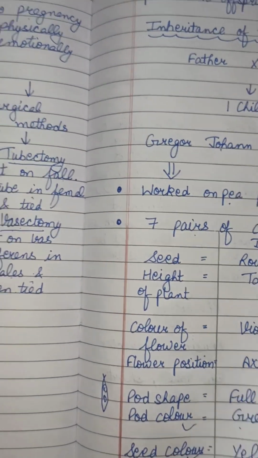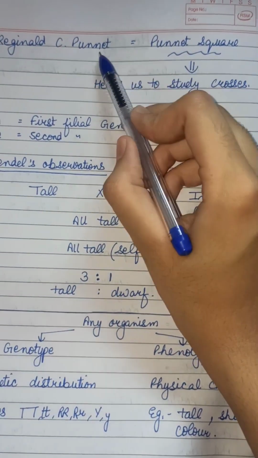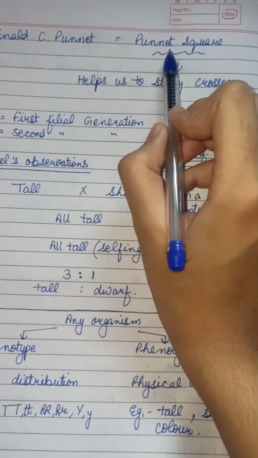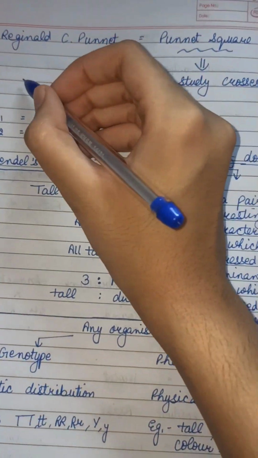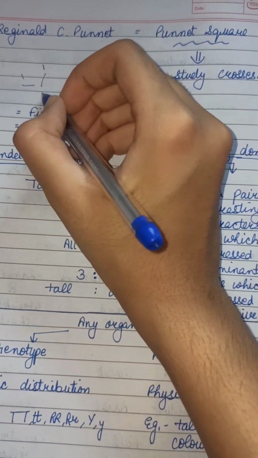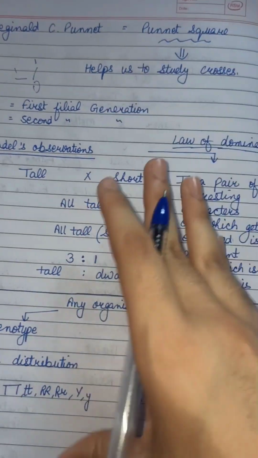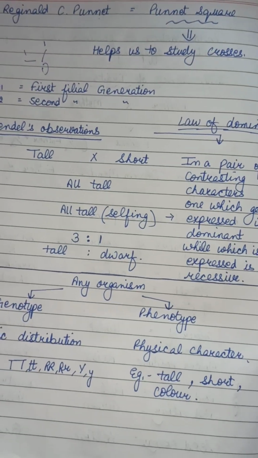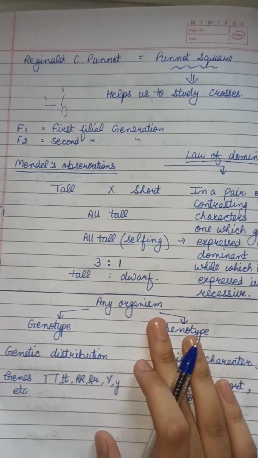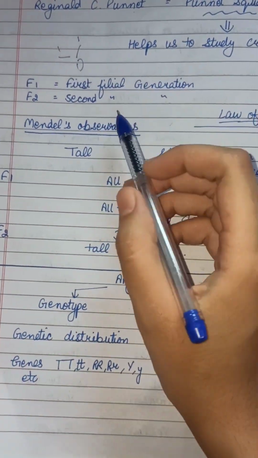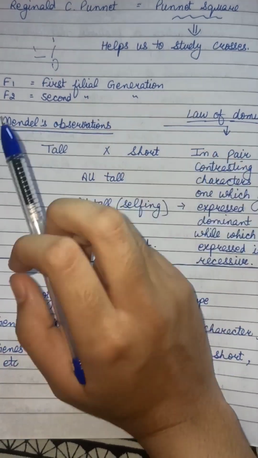So next we will be studying Reginald C. Punnett. He was also a scientist. He invented Punnett square. Now what is this Punnett square? It helps us to study crosses, that is a male and female parent, they produce a child, their progenies. So this square helps us to easily study the crosses of the generations. Now what is F1 and F2? Here are some terms which you should keep in mind so that you can understand the chapter easily. So F1 means first filial generation and F2 means second filial generation.